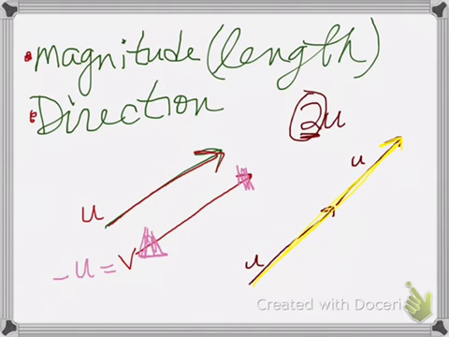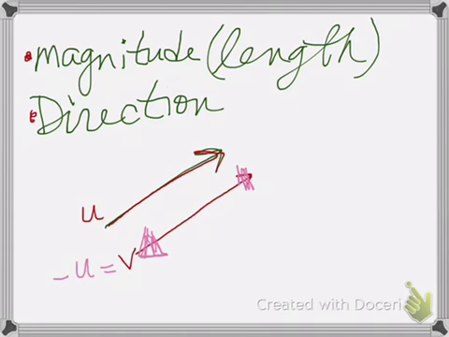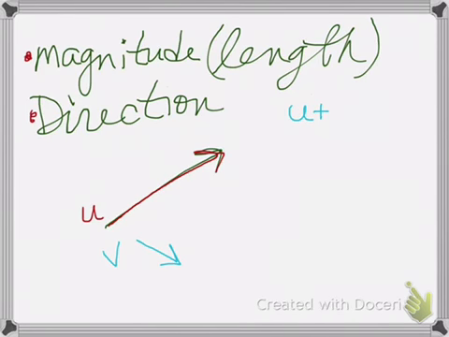Okay. Now, in terms of adding two different vectors that have different magnitudes and directions, let me get rid of this guy here. Now let's take a vector v. Let's say vector v is going in this direction here. Now we want to find the resultant vector if you add u and v together.